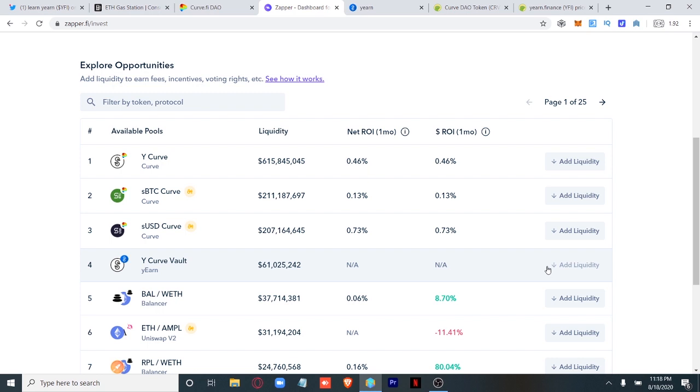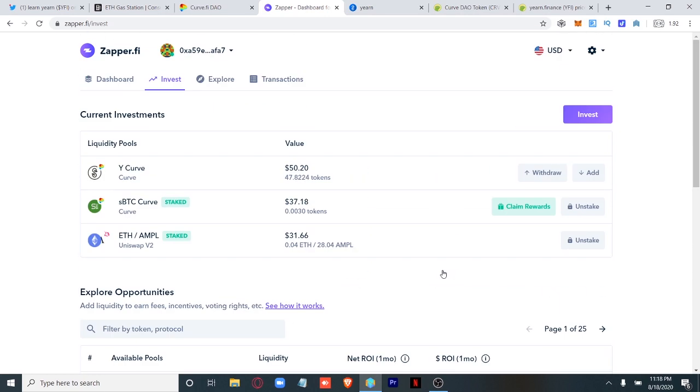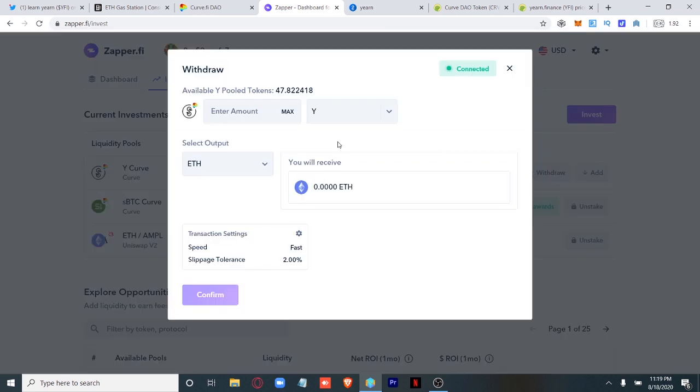Another thing I like about zapper.fi is that after you provide liquidity, the next time you come, it'll be shown here in liquidity pools. So when I want to withdraw my tokens, for example, this is the Y curve pool that my tokens are in. Now if I want to withdraw my tokens, I can actually withdraw in ETH. If I put in my Curve tokens right now, I can withdraw in ETH. Now in Curve, you get your stable coins back, the stable coins that you put in.